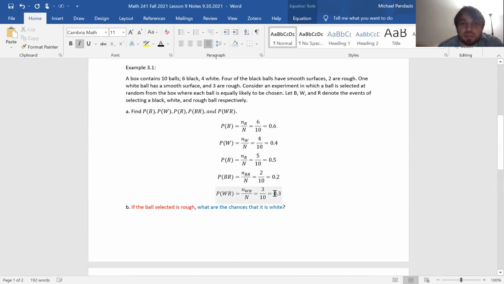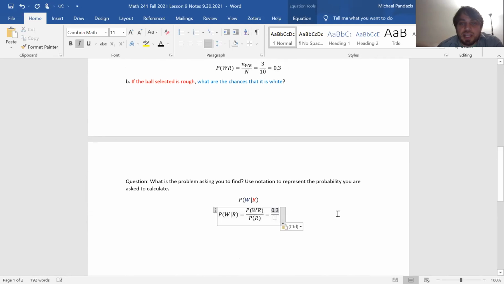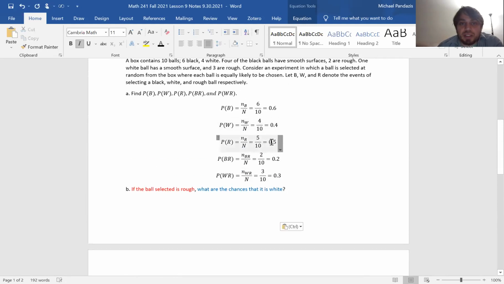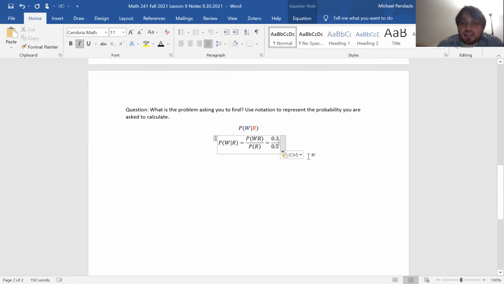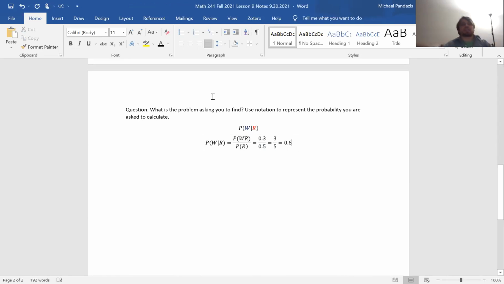Okay, so the probability of white and rough is 0.3, and it's divided by the probability of rough, which is 0.5. And so then that's 3/5, and that's equal to 0.6, and that's the answer. Okay, any questions about that? Okay, good. So that's one example of conditional probability.